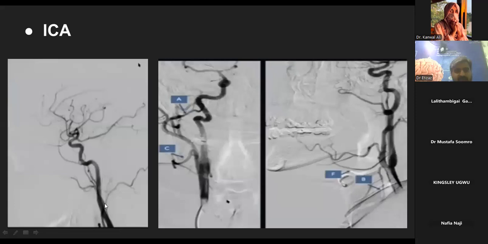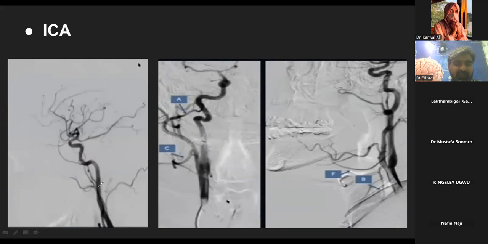Can anyone tell how many parts or segments the internal carotid artery has, please? The cervical part, the petrous part, the lacerum part, the cavernous part, the clinoidal part, the supraclinoidal or ophthalmic artery part, then the terminal part, the communicating part. Excellent. There are 7 parts of this one.